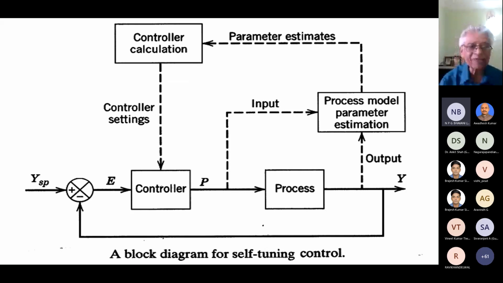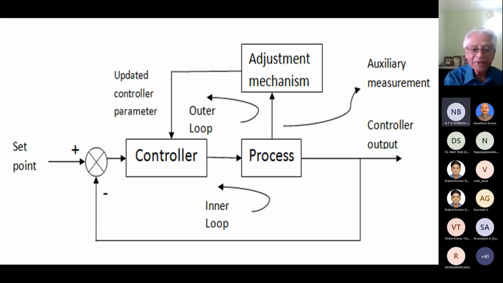controller. So again there is an error which is obtained from the feedback, output feedback, and the set point. And from this error and from the controller calculation, the controller settings are given to the controller. The controller will generate the output which is taken to the process as input, and the Y output is generated. So this is another block diagram form of what we call self-tuning. That is not the kind of adaptive control. This is another, on the same lines you can explain yourself.